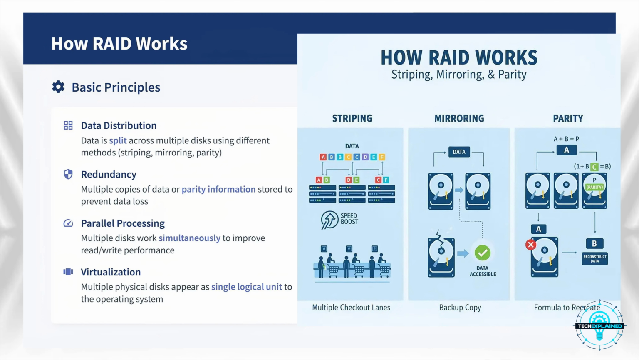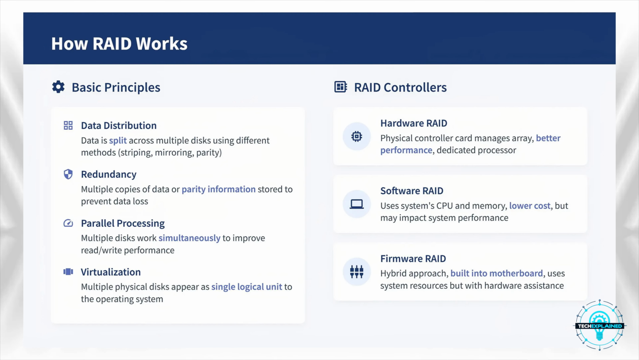RAID can be implemented in three ways. Hardware RAID uses a physical controller card that manages the array. Software RAID uses the operating system to manage the array. And firmware RAID is built into the computer's motherboard and uses system resources. Regardless of the implementation method, the operating system sees the RAID array as a single logical drive, simplifying storage management.